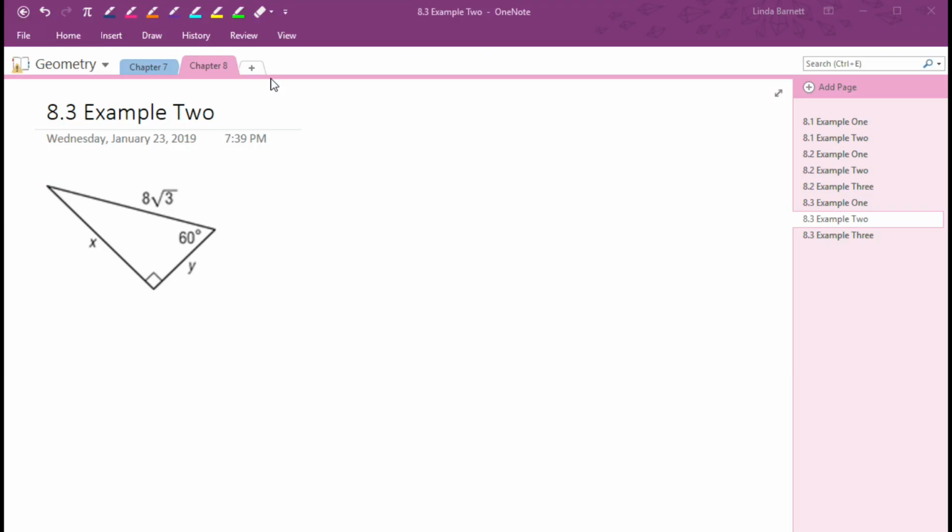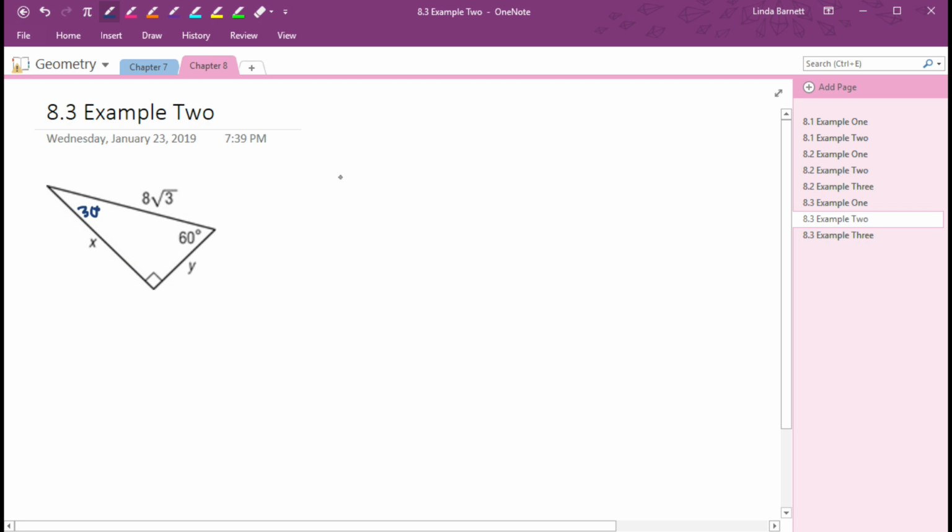This problem we're going to solve for x and y. I'm going to take a second to look at my triangle and see what I'm dealing with. I've got a right triangle, which is nice because I can always use the Pythagorean theorem. But this is a 60-degree angle, so 90 plus 60, this one has to be 30 degrees. So this is a 30-60-90 triangle, which is lucky.